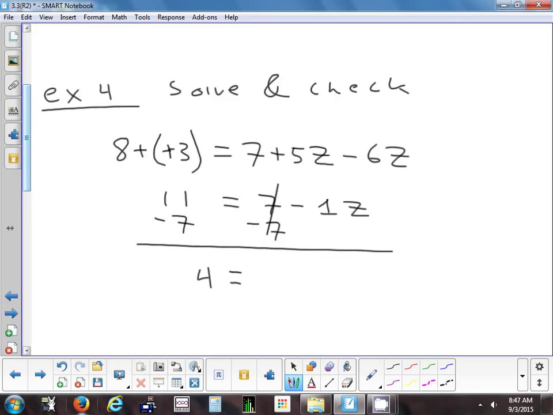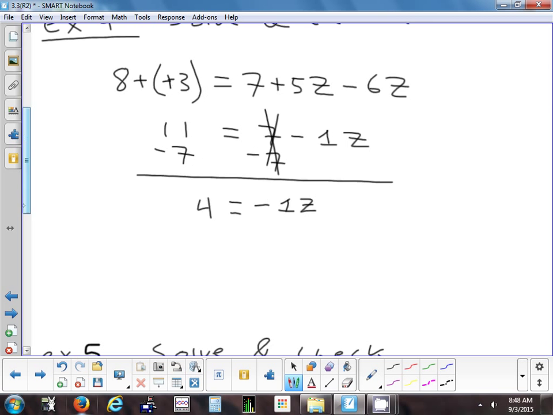So we're right at this step. We just canceled out our 7s. And what's left on the right-hand side? That's a Z. Negative 1 times Z. That's all we have left. Now we're down to our last step. Gage, can you finish this one up? You finish that up and solve for Z?